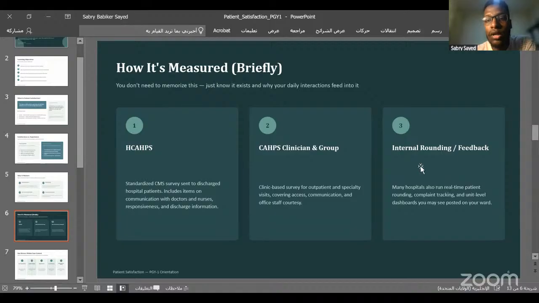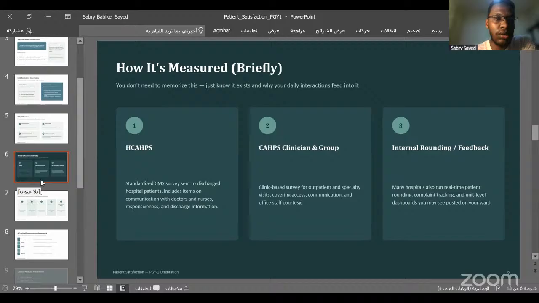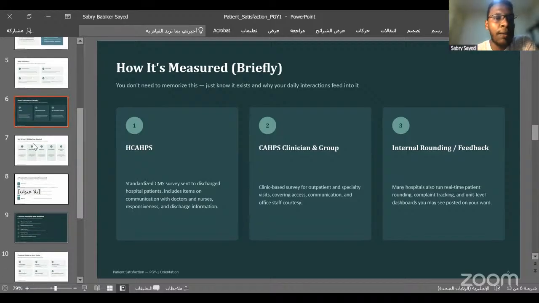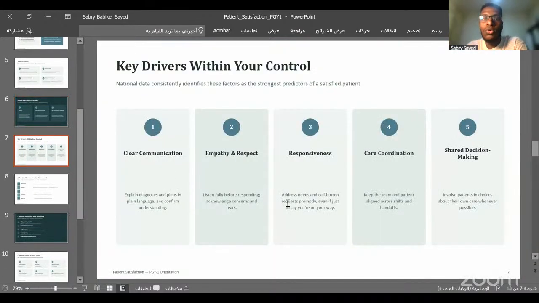Then we have internal routine feedback, and this is usually internal real-time patient feedback from the hospital where you are doing your residency or internship. All right, so we have the key drivers within your control. The national data consistently identify these factors as the strongest predictors of a satisfied patient. So there are some key factors that you have to keep in mind that would significantly and strongly affect patient satisfaction.